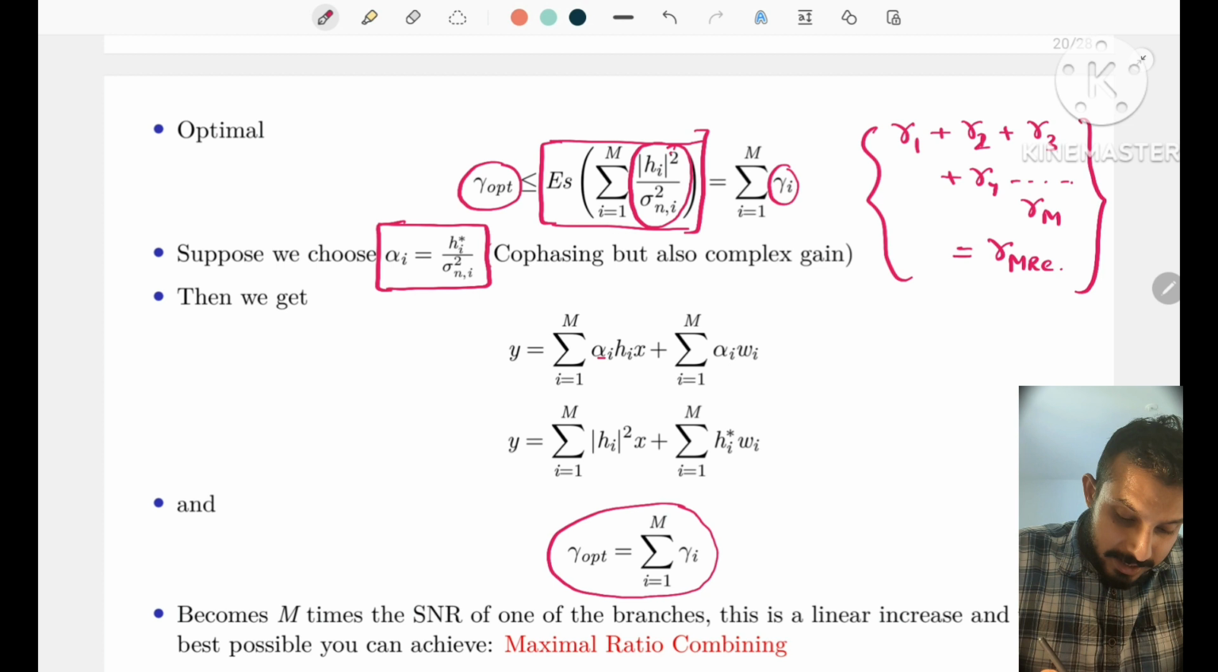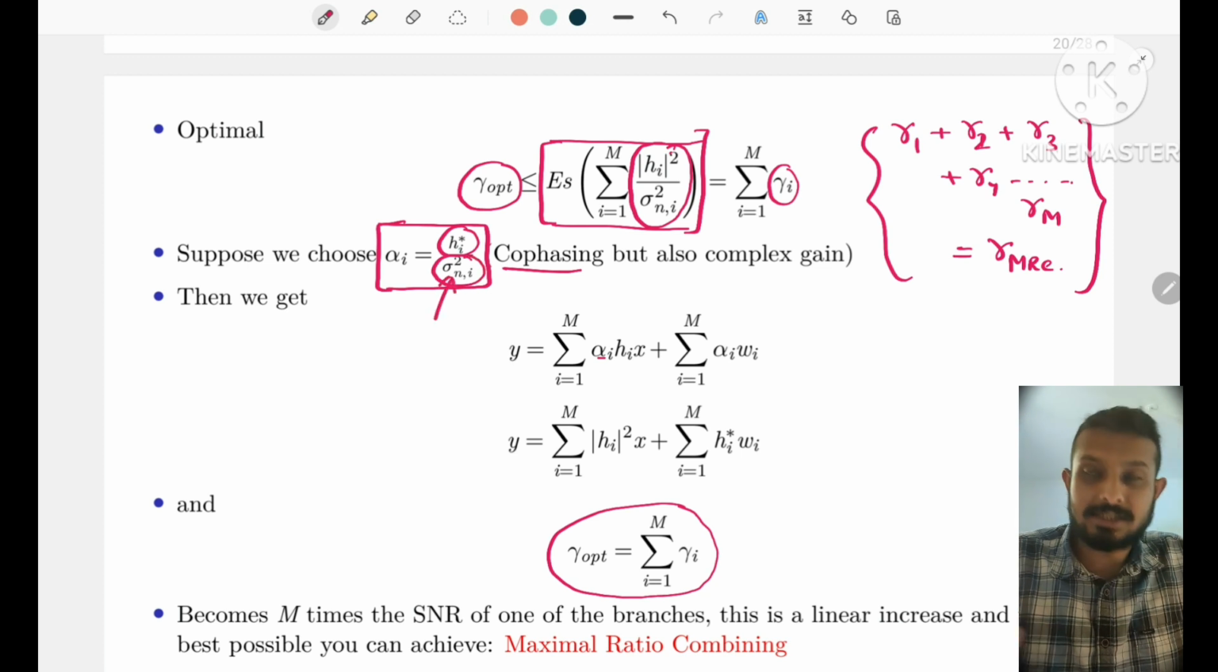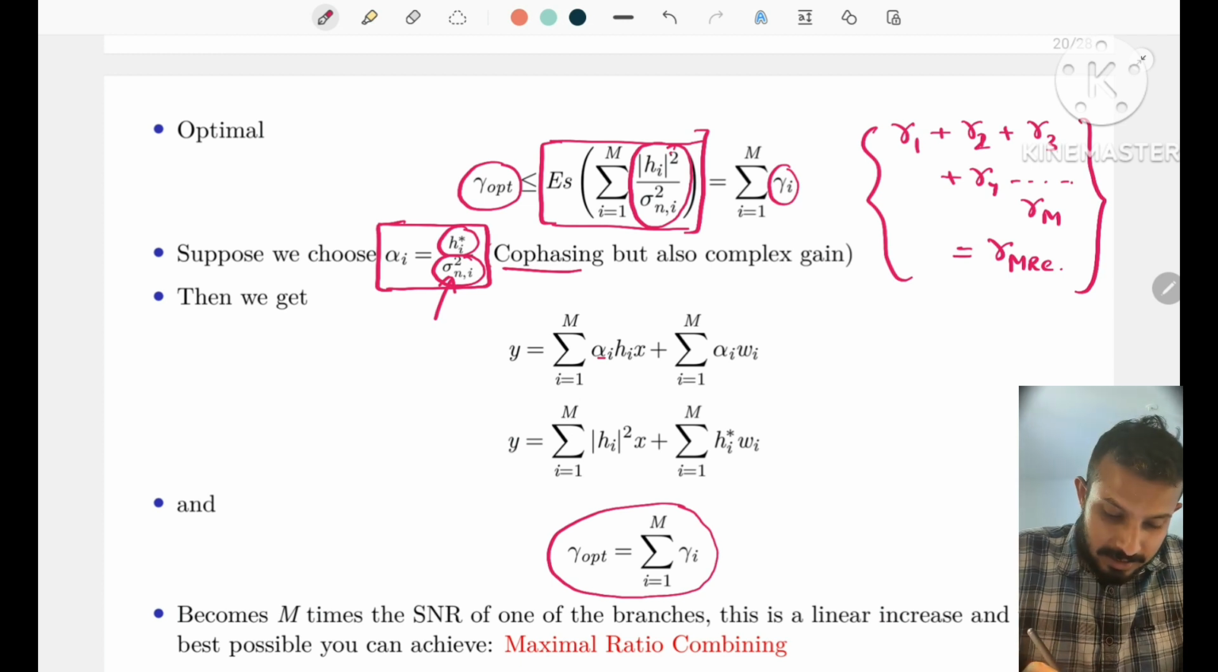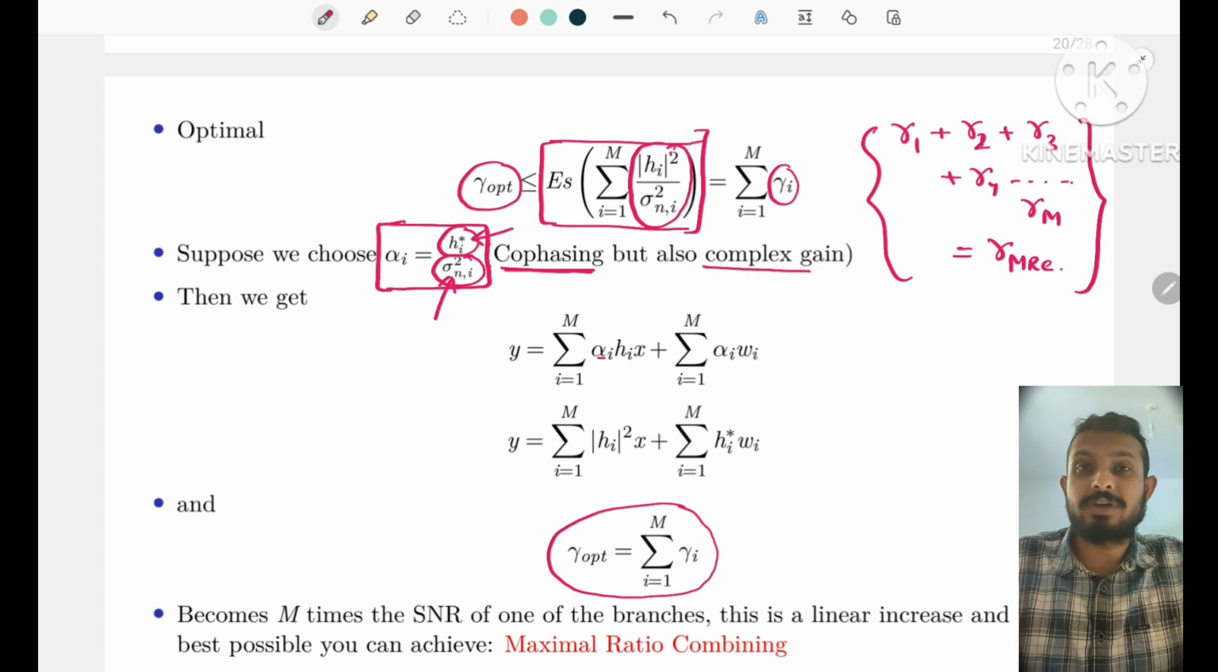And this alpha i is nothing but this. In the numerator we have the co-phasing term, and in the denominator we have the noise variances corresponding to each of the antenna elements. So we are doing co-phasing, but we are also adding the complex gain to the co-phasing based on the noise variances of each of the antenna elements.